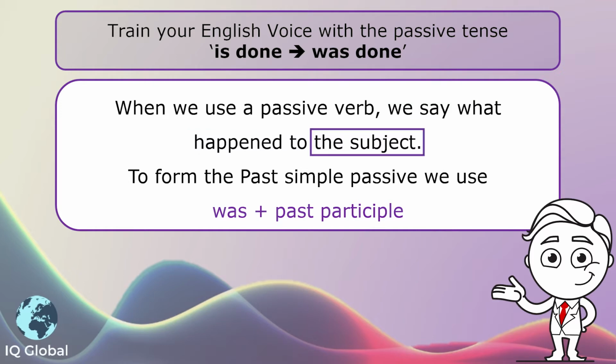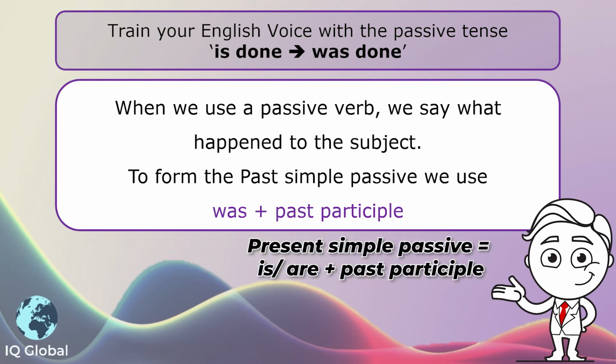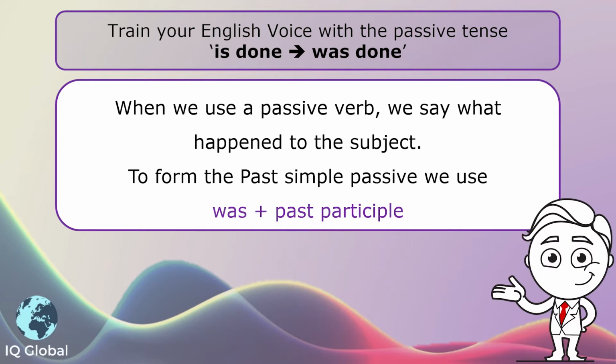To find the subject, we will look for the words after the verb. To form the present simple passive, we will use is or are plus past participle. To form the past simple passive, we will use was or were plus past participle.